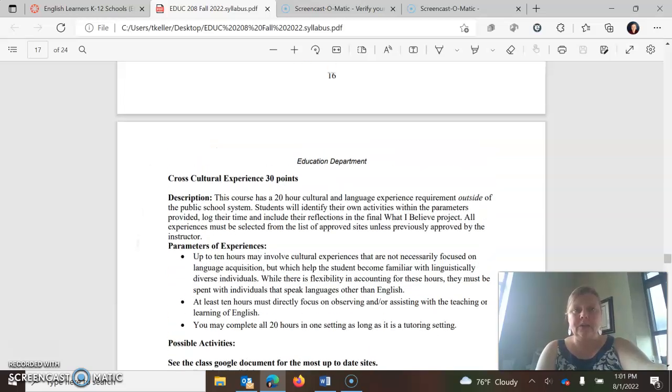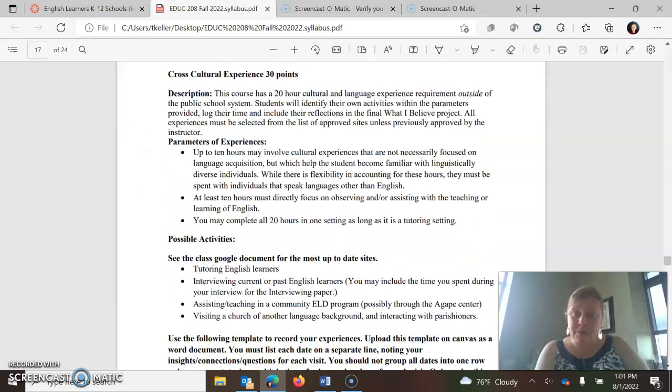So you'll see here, starting on page 17, there's a description of the cross-cultural hours. So everyone is required to complete 20 hours. And those 20 hours can be divided in two different ways. One, you can complete all 20 hours in a tutoring setting, meaning you will work with English learners. You might tutor once or twice a week throughout the semester, and that's where you'll accumulate all 20 hours. And that's wonderful. Perfect. But I also know that some of you have very tight schedules and that might not work. So if that's you, then you could complete 10 hours tutoring and 10 hours completing cultural opportunities or cultural events.